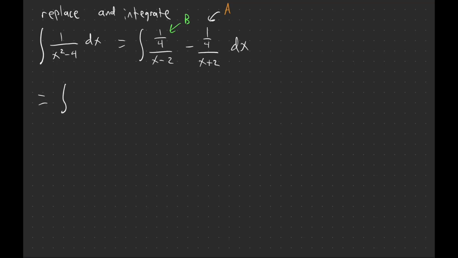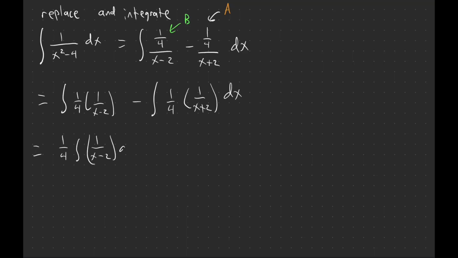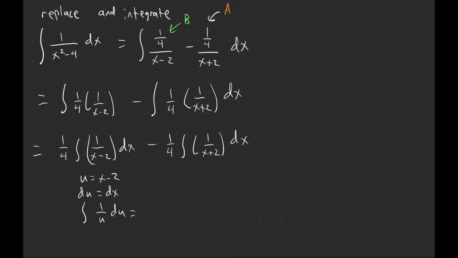And from here, we can separate those into two separate integrals. The integral of 1/4 times 1 over x minus 2, and that's dx, minus the integral of 1/4 times 1 over x plus 2 dx. And then we take the constants out front, and we're going to be solving using u sub. So we're going to declare u in the first case to be x minus 2. So du is just going to be dx. We get 1 over u du, and that ends up being natural log of u. So we plug in u, and we get 1/4 ln x minus 2 minus 1/4 ln x plus 2 plus c.